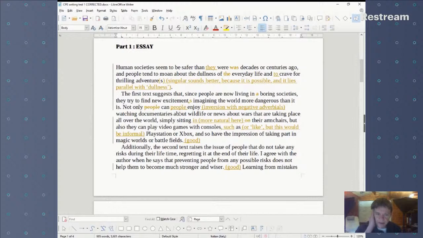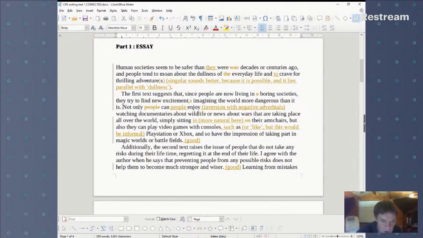I hope that's clear. Okay, now we've got the first text suggests that since people are now living in boring societies, definitely don't have an A before a plural. Yeah, definitely get rid of that. They tried to find new excitement. We don't often see excitements in the plural. So they try to find new excitement, imagining the world more dangerous than it is.